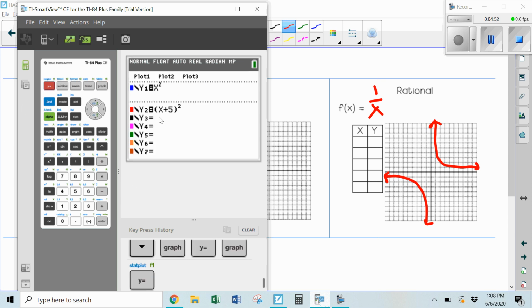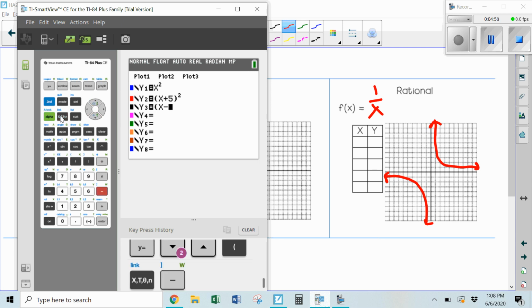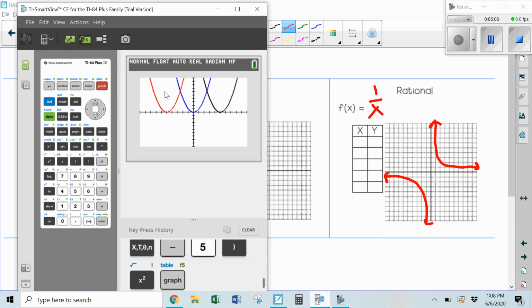Go back to y equals. Let's try the y3, parentheses x minus 5, squared. What do you think will happen? Graph. It moves it 5 to the right.